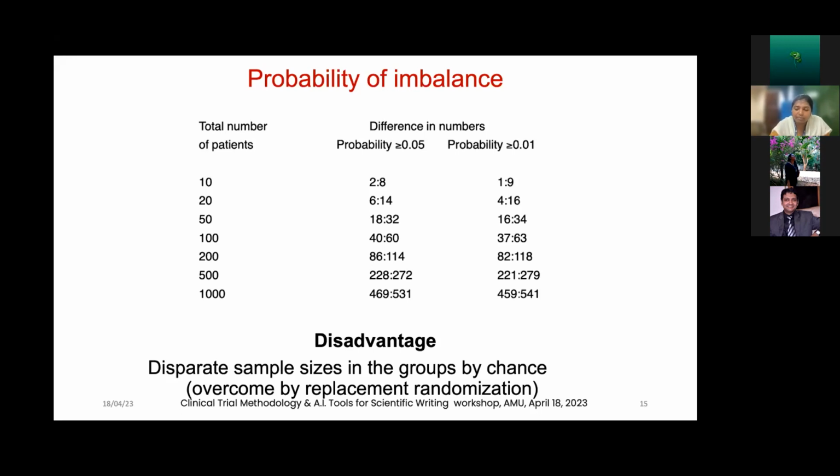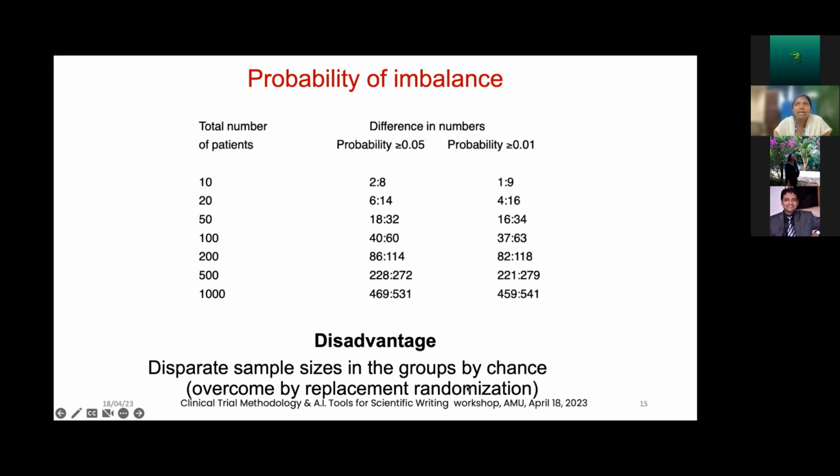So you have a predetermined size. If the imbalance is 5 or more, or more than 10, or more than 20, I will generate the sequence again till I achieve equal numbers or an acceptable imbalance, that is less than 5 or less than 10. You pre-decide beforehand, and then you can do something called replacement randomization. You will do the same procedure until you get an equal number of participants or a manageable imbalance in both the groups. So that is called replacement randomization.